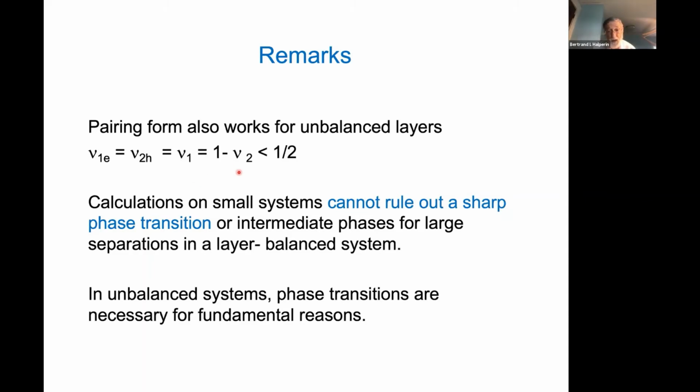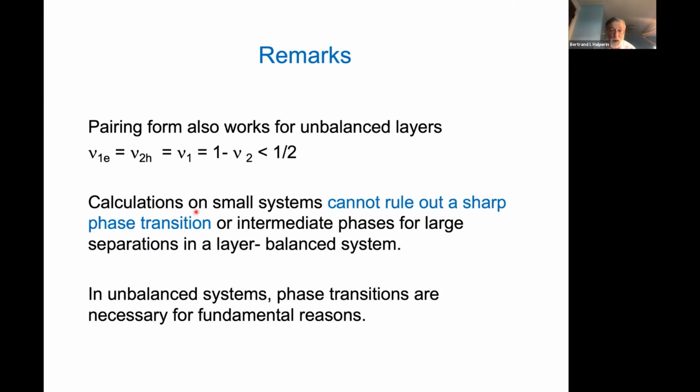But I should say the P wave case, it's not obvious, but trial wave functions, we haven't worked them out, but they may work reasonably well in that case too. It's just much harder. It's much easier to understand what happens in the unbalanced case if you think about electrons in one layer and holes in the other. Whereas in the P wave case, you have to pair up electrons in both layers, and they don't have equal numbers anymore.